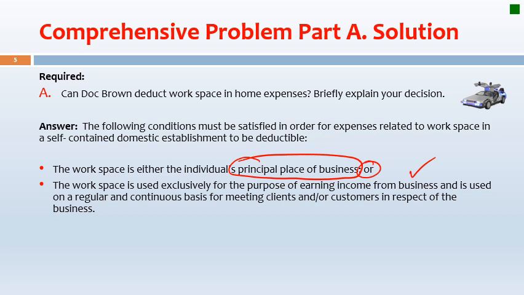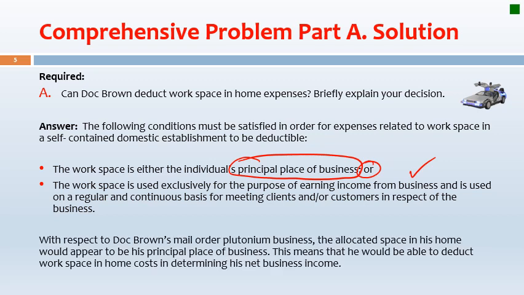Whether or not it's used on a regular and continuous basis for meeting clients, that's not necessarily a criteria that has to be 100% filled. Because this is a mail order business, it's unlikely that he'd be meeting with anyone specifically, but we can go ahead and assume that if he were to, he'd be meeting them in this particular place of business, which is the 20% of his home.